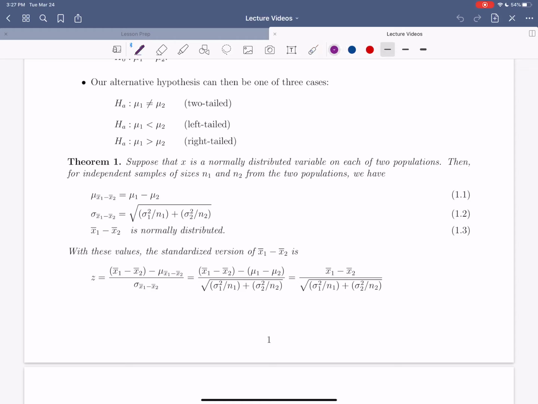Mu, I think this is just worth writing down. Mu refers to the population mean, so this is the same stuff as before. Sigma refers to the population standard deviation.